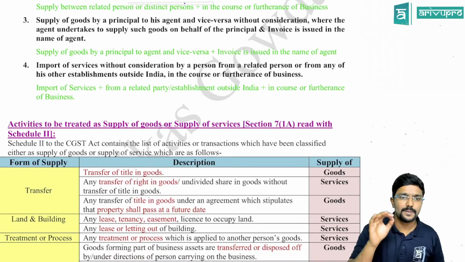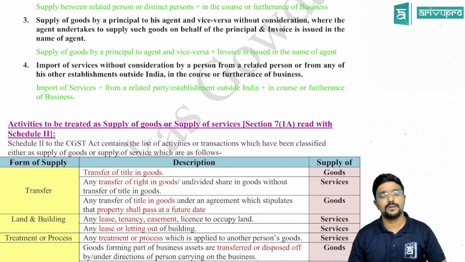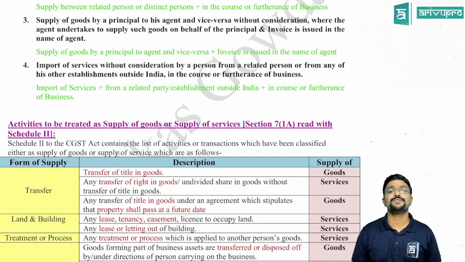Okay. So supply of goods by a principal to agent or vice versa should be there, and the invoice is issued in the name of agent. Only then para 3 will attract.